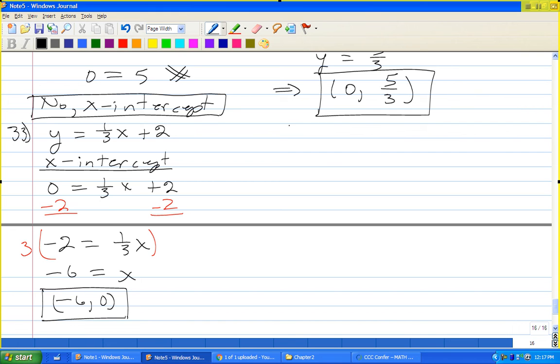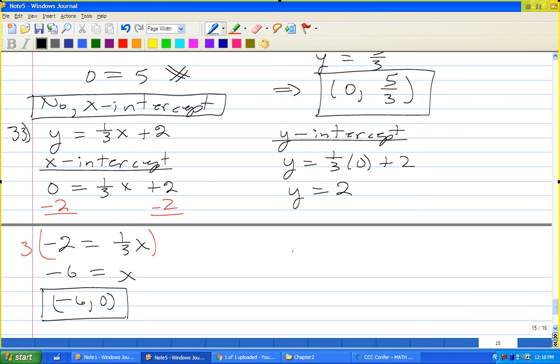Let me find the y-intercept. To find the y-intercept, you just set x equal to 0. Solve for y. So y is equal to 2. Therefore, the y-intercept is at 0, 2.